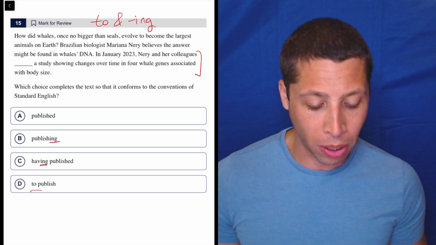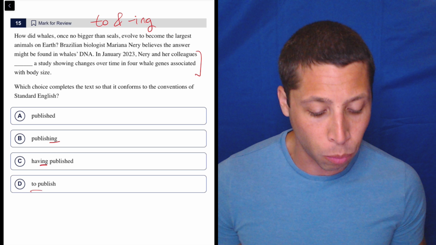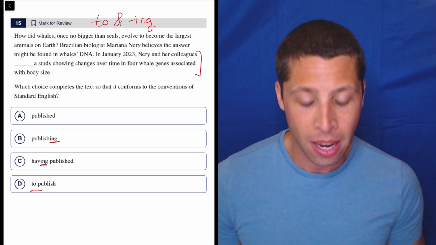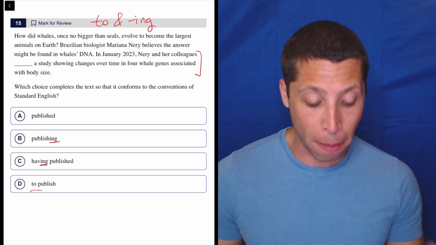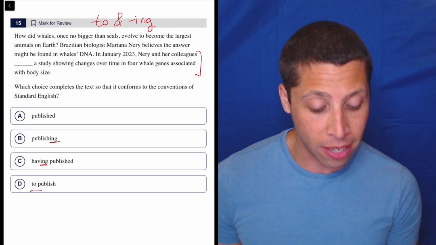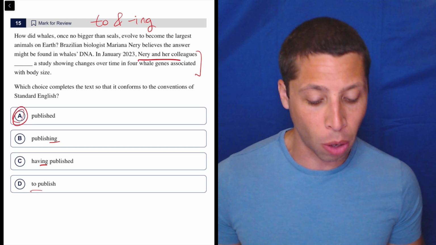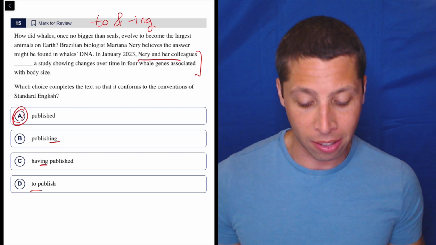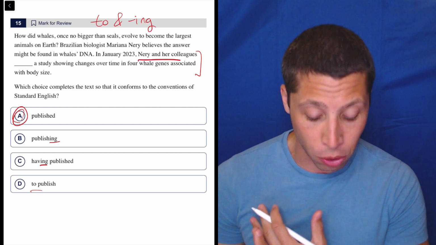In January 2023, Neri and her colleagues blank a study showing changes over time in 4 whale genes associated with body size. So I need like a real main verb in this blank. I don't have one. I have a subject, Neri and her colleagues, and what did they do? Well, they published a study showing changes over time in these genes. That just sounds right to me, right? It just fits naturally. Hopefully it does for you as well.